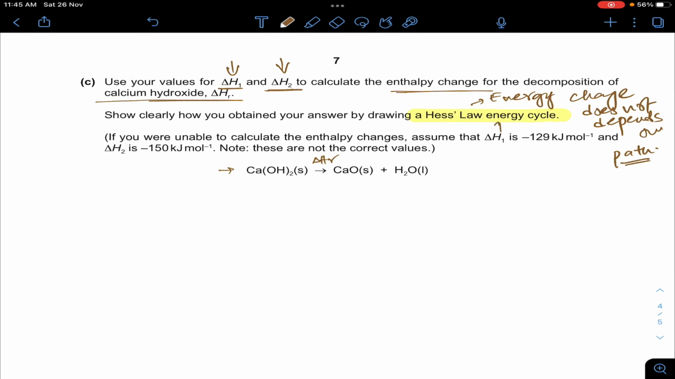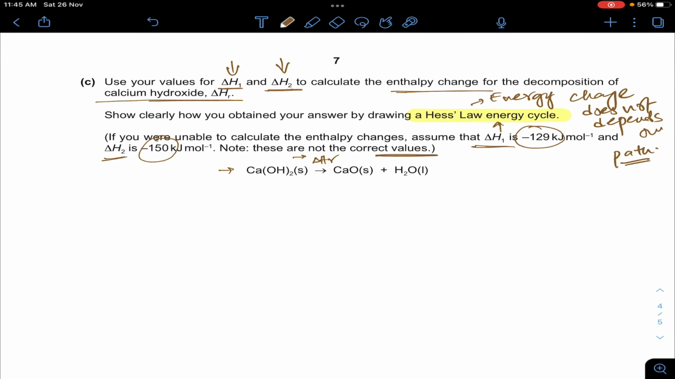So we have to draw an energy cycle. And if you are unable to calculate the enthalpy changes, assume that delta H1 is minus 129 kilojoules per mole and delta H2 is 150 kilojoules per mole, and these are not the correct values, right? So we are going to do this with our values, but first we have to draw the energy cycle, right? So we have to calculate the delta HR for this reaction, and what equations do we have?